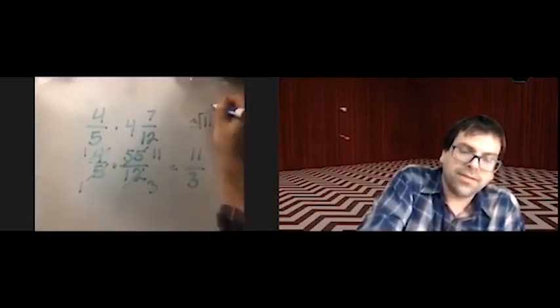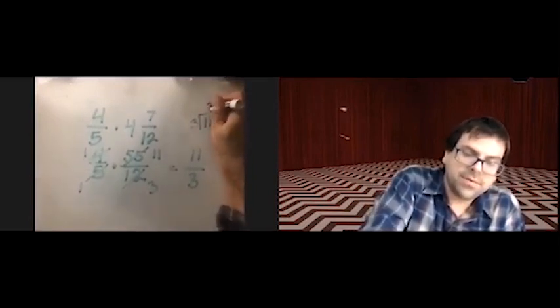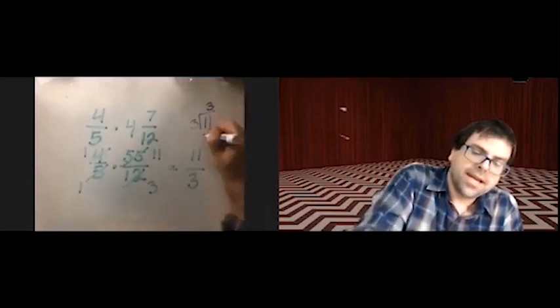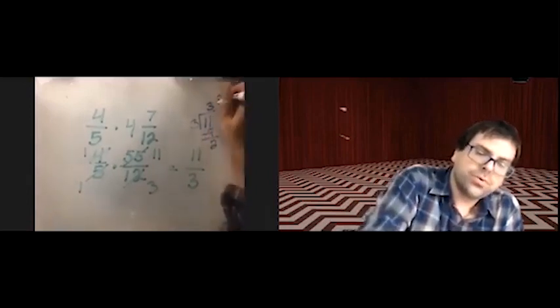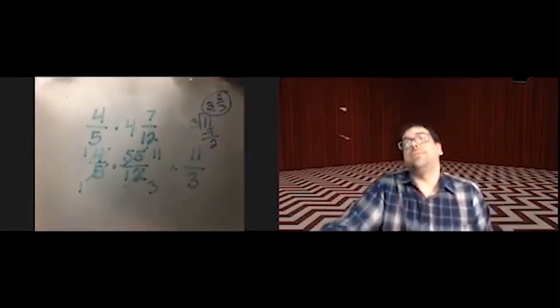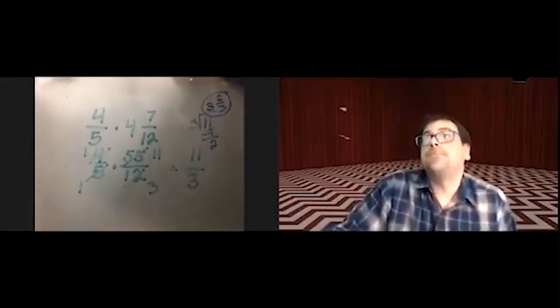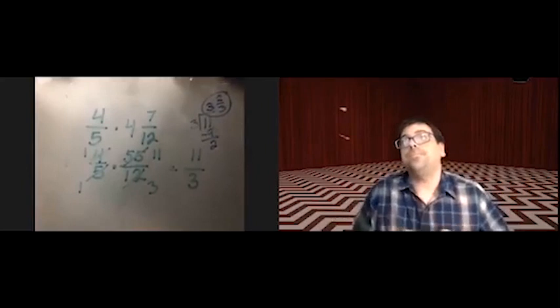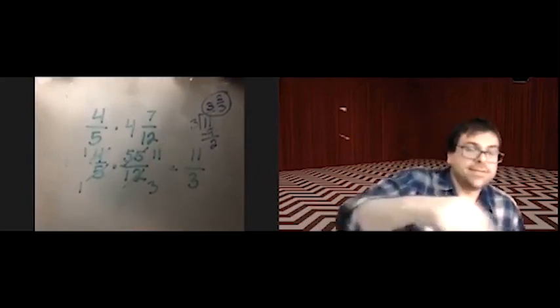3 goes into 11 3 times. 3 times 3 is 9, remainder 2. 3 2/3. Next.